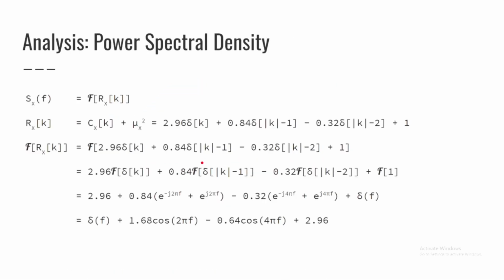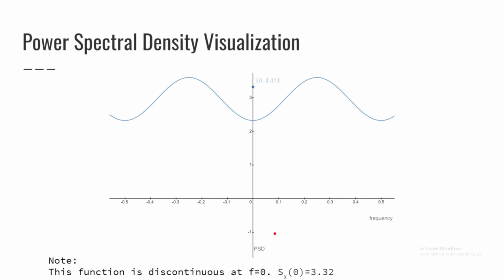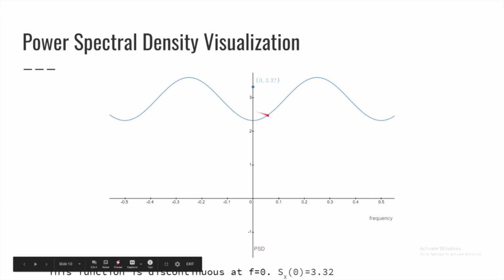From the various properties, we can look at the chart and substitute in the different equations and transform functions, and we get 2.96 plus 0.84 e to the minus j2πf minus 0.32 e to the minus j4πf plus delta f. That simplifies more to the bottom part, which is our answer for the PSD. And here is a visualization of that PSD. An important thing to note is that this nice clean function is discontinuous at 0 because of that delta function, which bumps it up to 3.32.